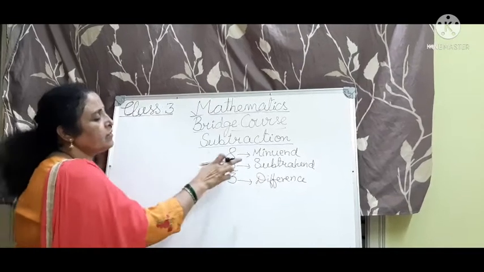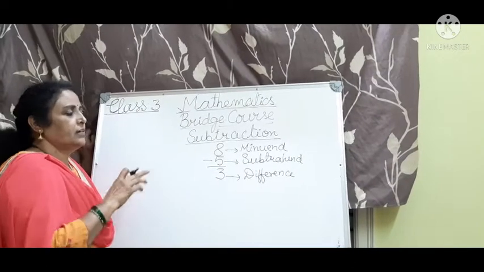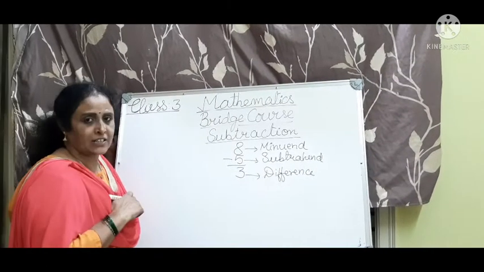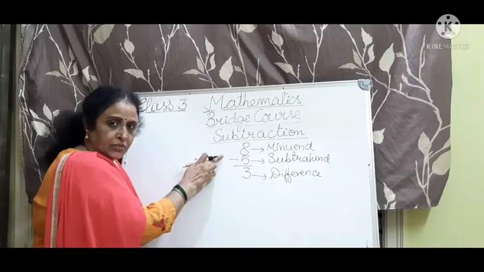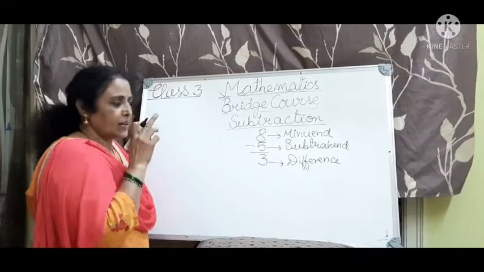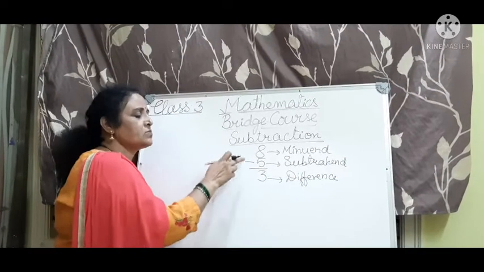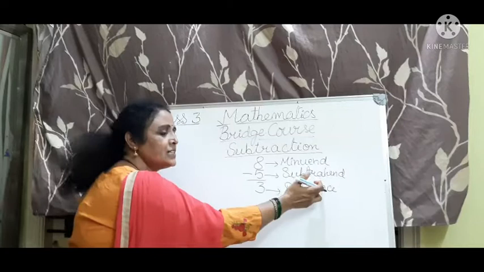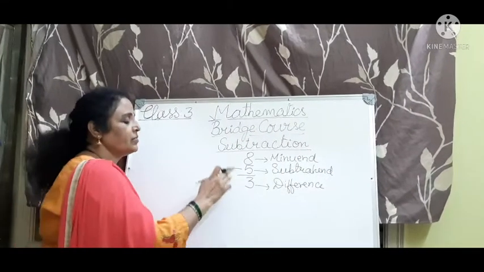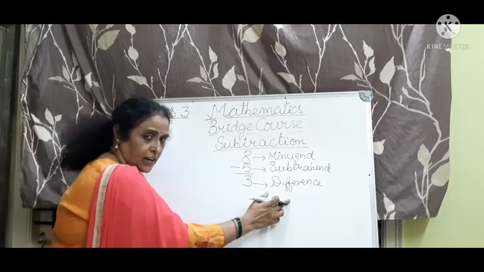Here, what is minuend? Minuend means the number from which we are subtracting. What is subtrahend? Subtrahend means the number we are subtracting. Then the result of the subtraction is called difference.